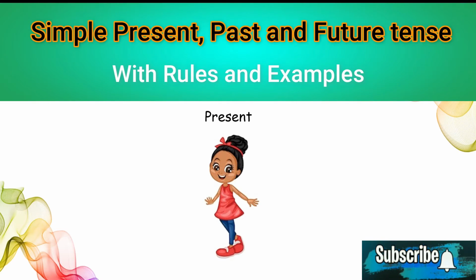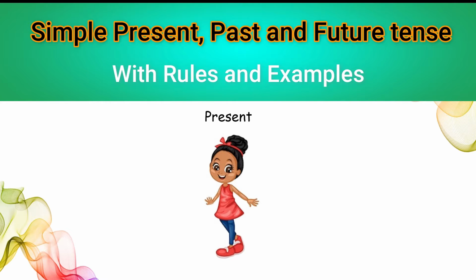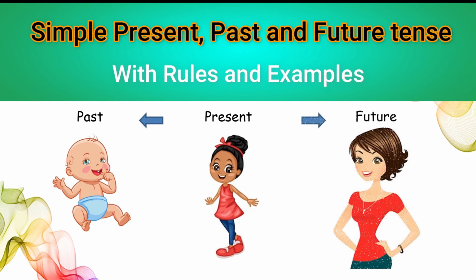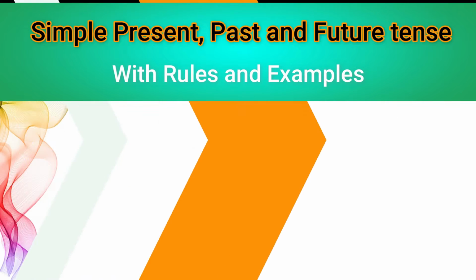Friends, in today's lesson we will learn about simple present, past and future tense with rules and examples. Before we go in detail, here is a chart showing all of the tenses. There are 3 times and 4 aspects.